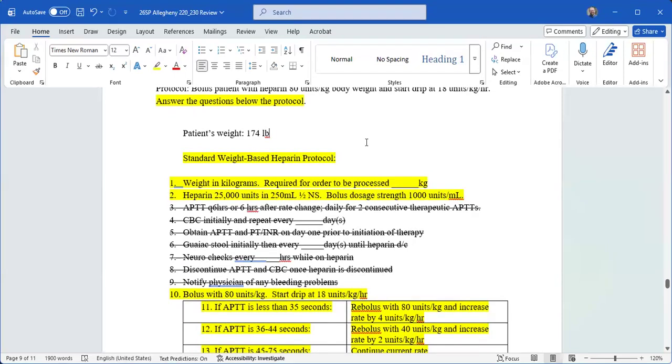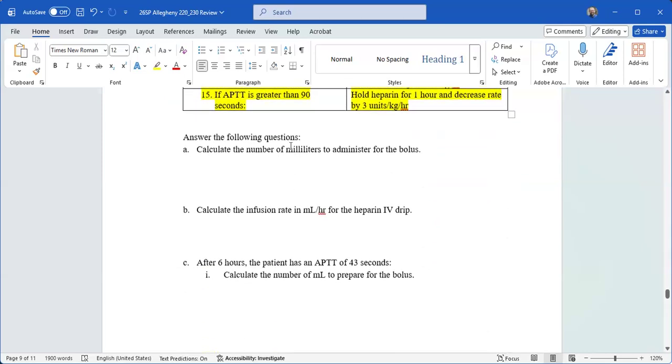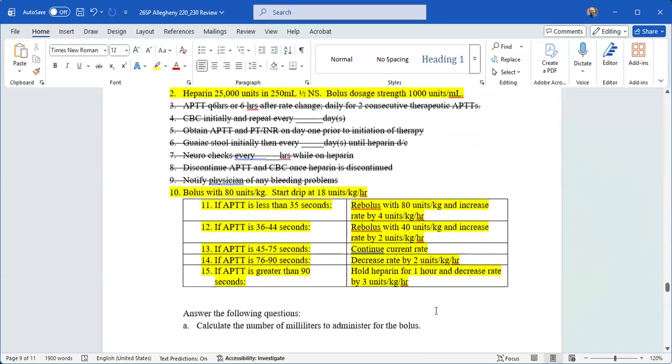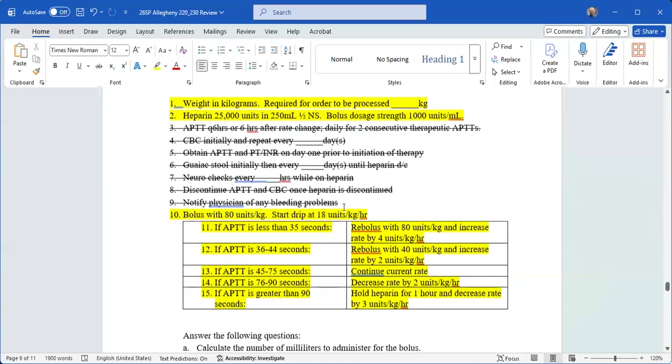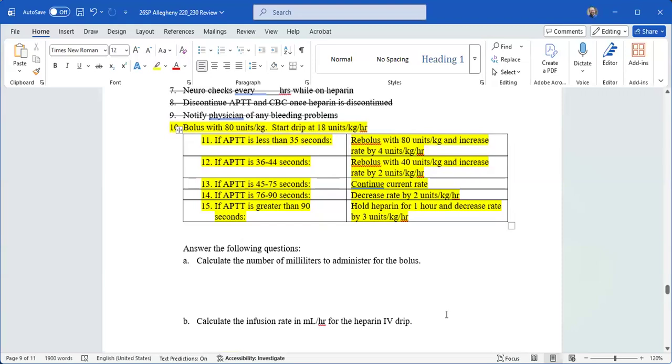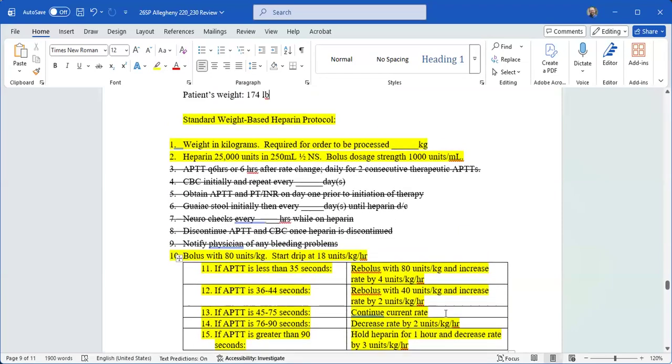When we're looking at the protocol, this is what it looks like. This is the order of things that you're supposed to do for this particular protocol. We just care about the weight-based medication delivery aspect of this. We don't care about the CBC or the guaiac stool or the neurochecks. You don't need to fill that in. They're not even going to check it. They're looking at, can you answer these questions? If you've memorized what these are, then great, you're welcome to write them in, but they're not going to look at it. What they're going to look at is what mL you get for the bolus and what milliliter per hour you get for the infusion rate.